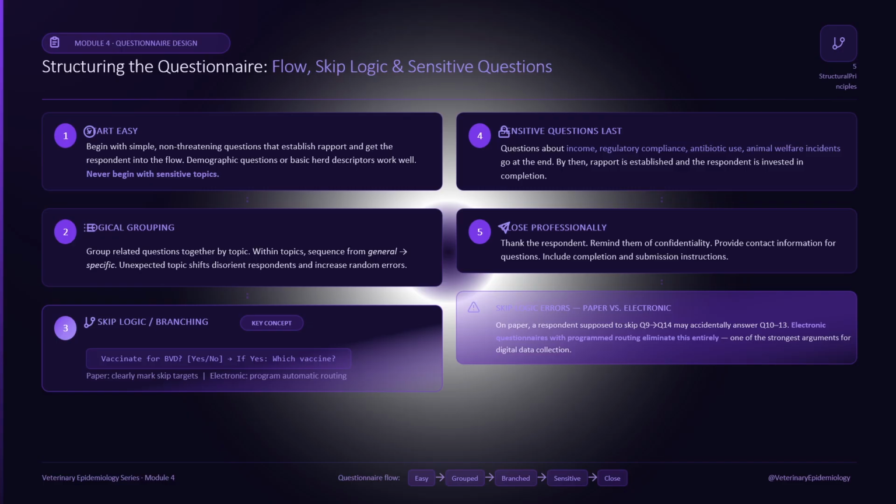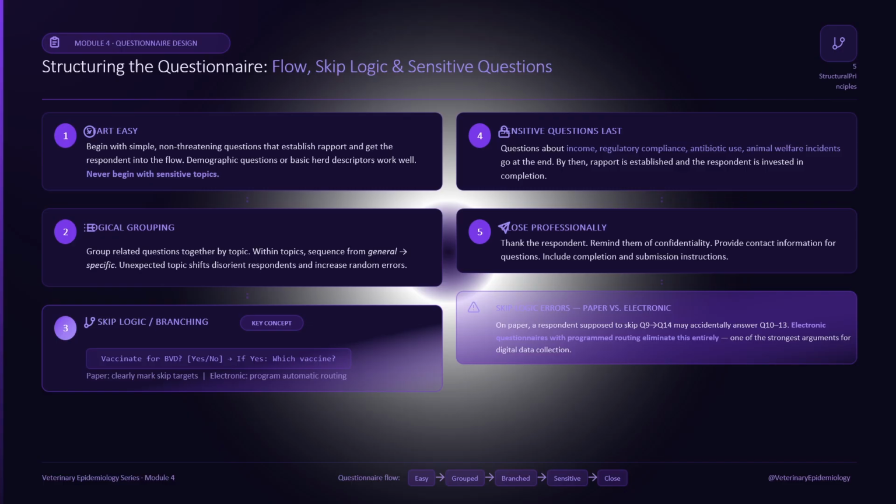Make every branch crystal clear and remember that every extra question raises respondent burden and lowers your completion rate. Every question must earn its place. Here's an ACVPM exam tip. Questionnaire length and complexity directly affect response rates and missing data rates, both of which introduce non-response bias. A scenario describing low response or high missing data in a survey study should trigger consideration of questionnaire burden as a contributing factor.